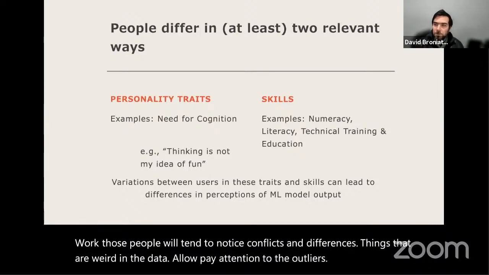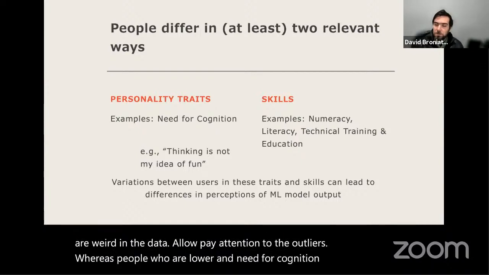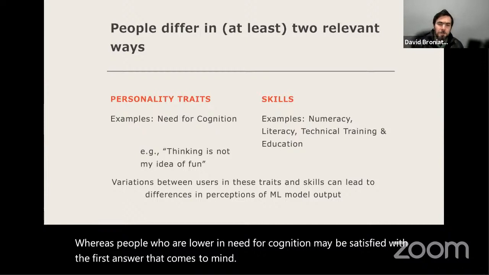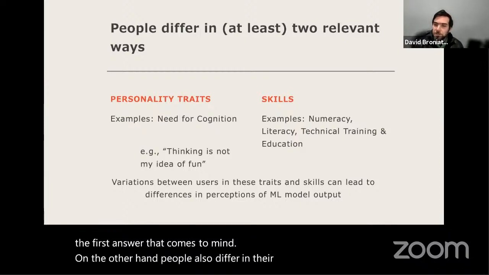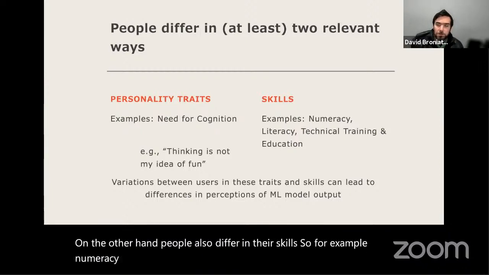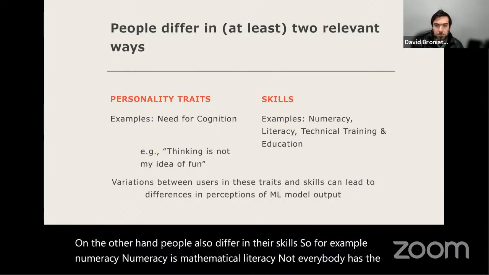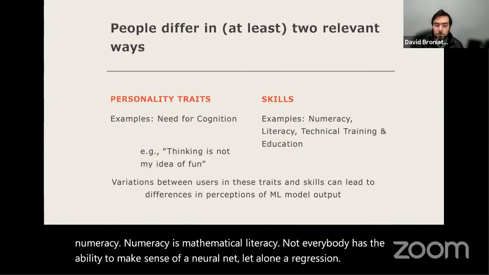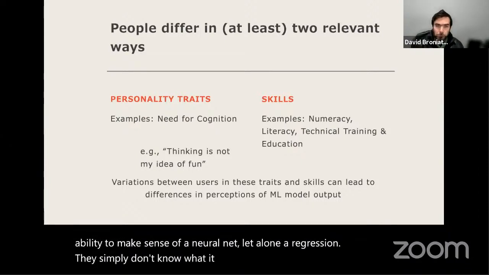Whereas people who are lower in need for cognition may be satisfied with the first answer that comes to mind. On the other hand, people also differ in their skills. So for example, numeracy. Numeracy is mathematical literacy. Not everybody has the ability to make sense of a neural net, let alone a regression. They simply don't know what it means. And so that's another systematic difference. Both of these can be measured.